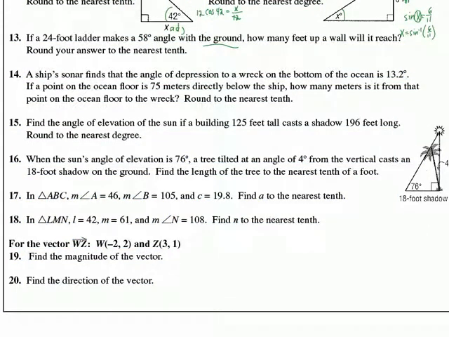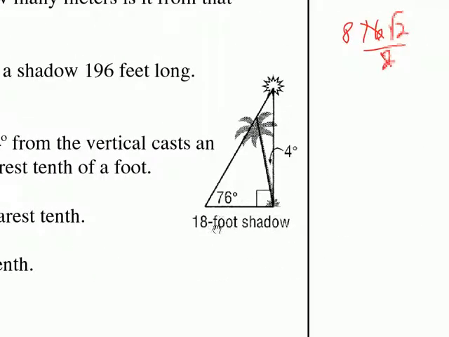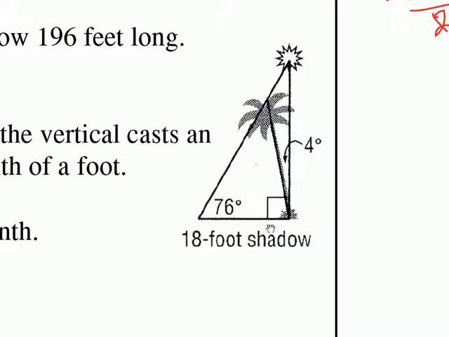All right, let's take a look at this one. I guess they give you everything. An 18-foot shadow. Find the length of the tree. So it's that slanted one. How are we going to do that? Let's see what we've got here. It's 76. What are we going to have to do?